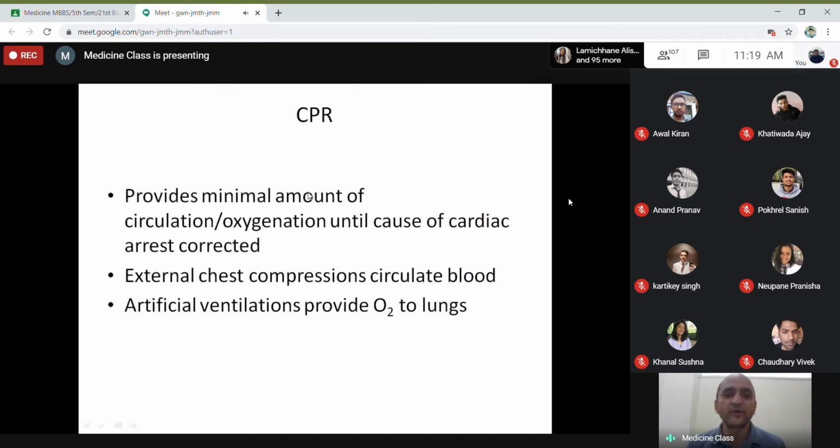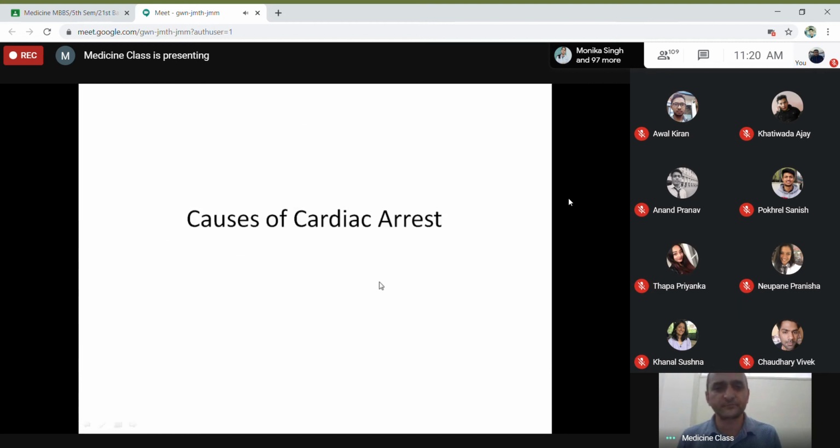CPR provides only a minimal amount of circulation. We cannot provide full, 100% perfusion. We will provide only about one third of the perfusion, up to 30%. We give circulation and oxygen until the cause of the cardiac arrest is established or corrected. Once the cause is corrected and there is normal activity, then we stop CPR. External chest compression circulates the blood, and artificial ventilation provides oxygen to the lungs.